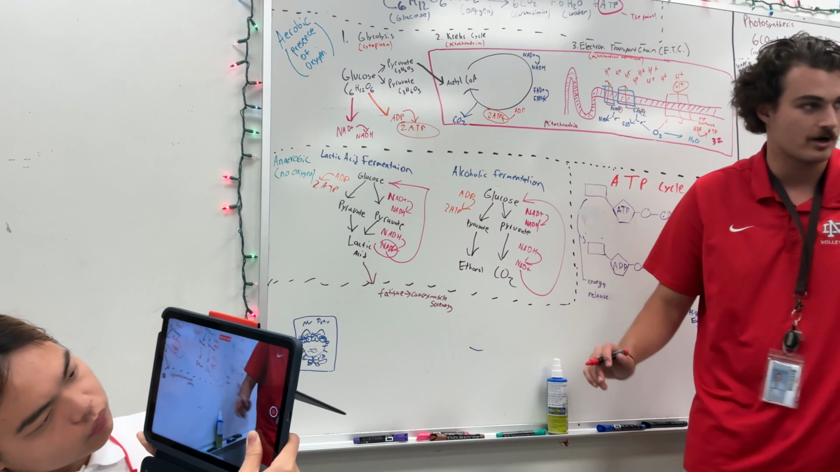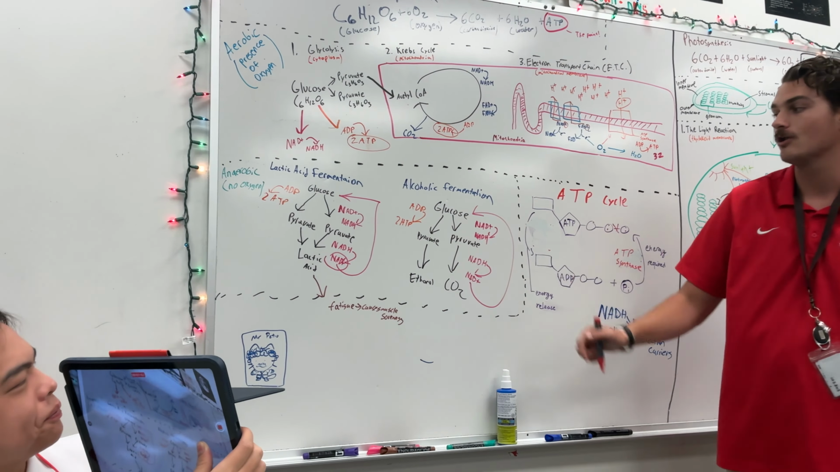We don't want it. It sucks. It's poison. It causes fatigue and muscle soreness. But now we're allowed to use this NAD plus to go find another glucose and refire this process again, giving us 2 more ATP. The same thing applies in alcoholic fermentation.